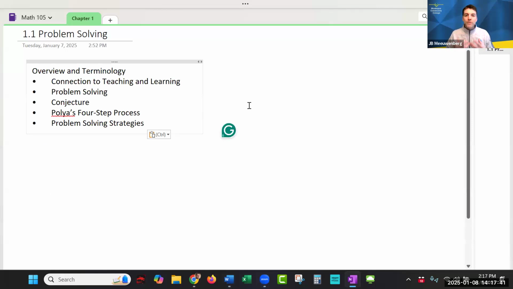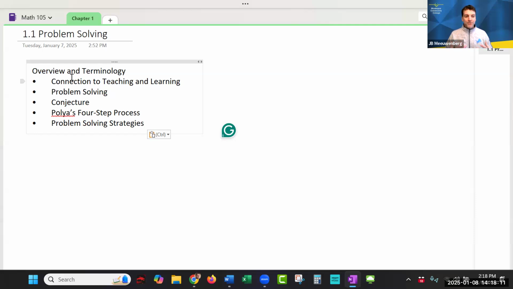I'll try to do this as much as possible, where I connect what we're doing in this class to teaching and learning, particularly at the elementary level. This class is not a teaching methods class. You're not going to learn how to be teachers in this class. This class is about learning foundational skills that it takes to be an elementary teacher, foundational mathematical skills.